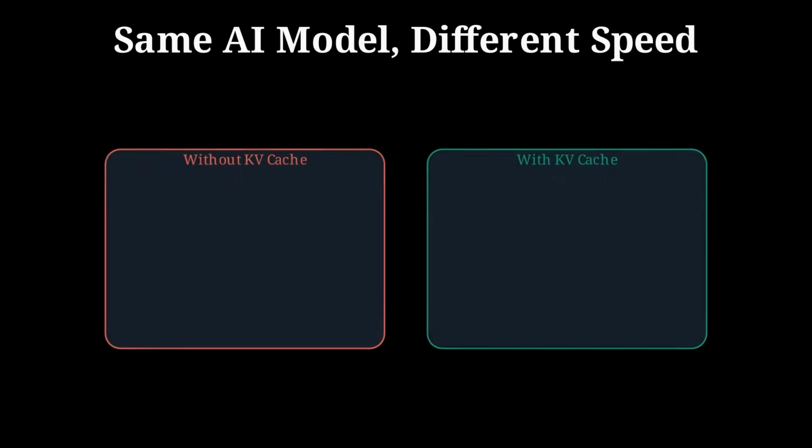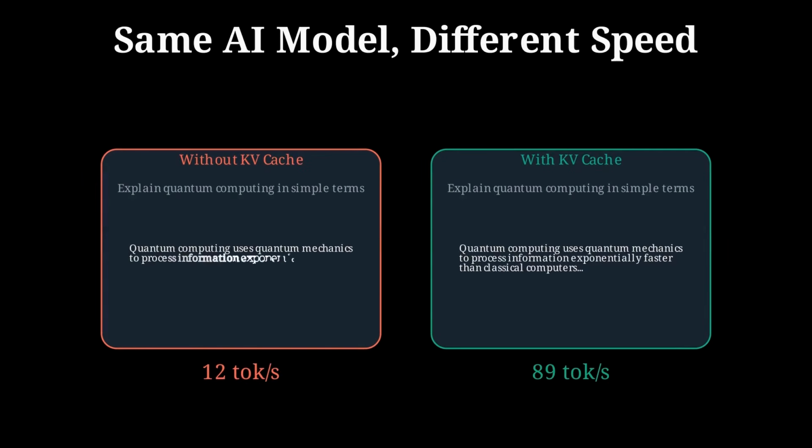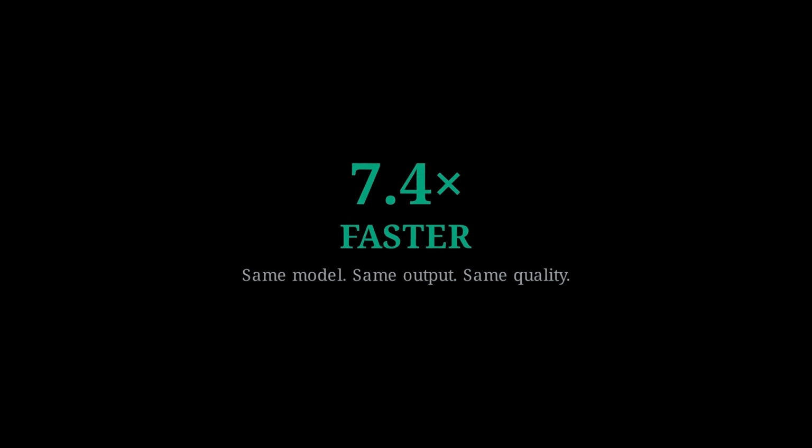Here's the same AI model answering the exact same question. Watch the speed difference. Same model, same output, same quality, but one is 7.4 times faster. The secret is a simple caching trick that every modern AI uses. Let's see how KV cache works.